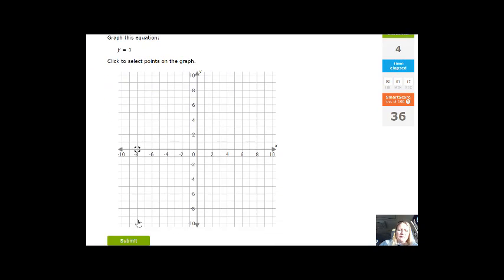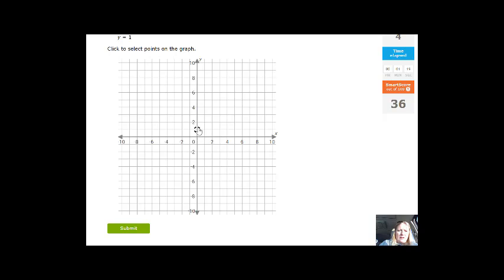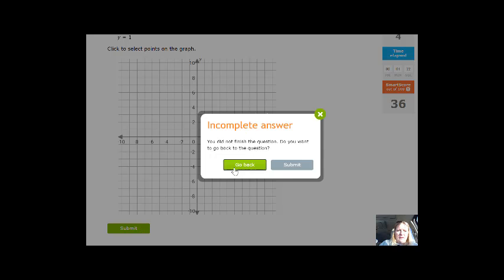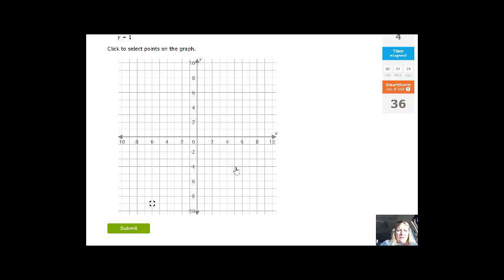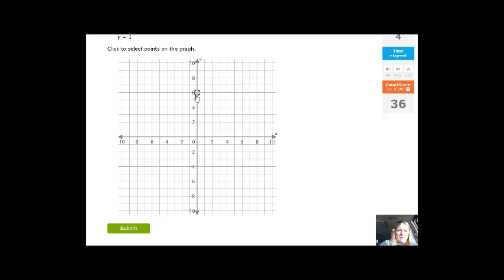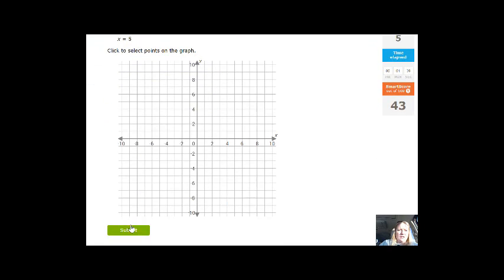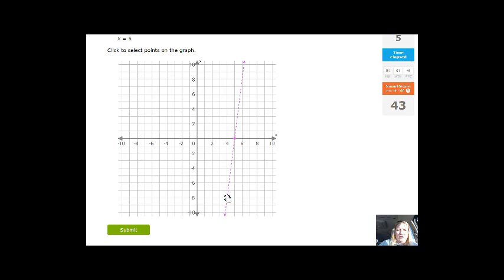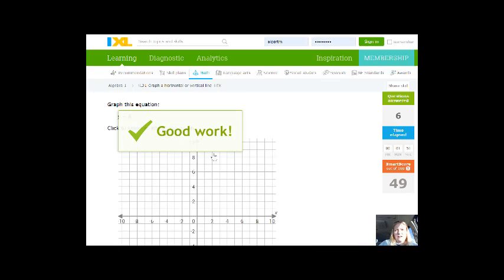We'll do one more. I'm going to miss it. See what happens. Oh no. Okay. If you make a mistake, go back here at y equals 1. That means the range is 1. All the y's are 1. The slope is 0. Submit. Here's one more x. X equals 5. So 5 on the x. That means the domain is 5. So all the 5's. You just click anywhere else and submit. And that's what you're going to do.